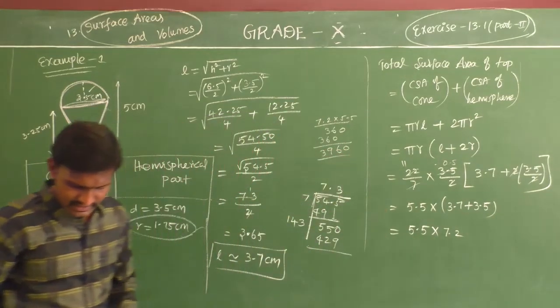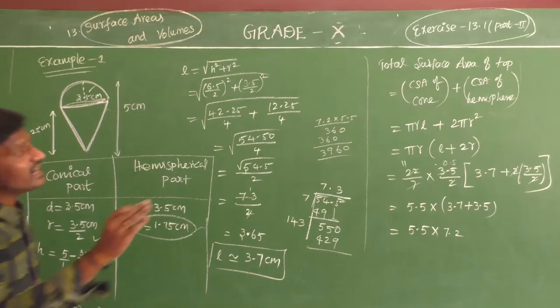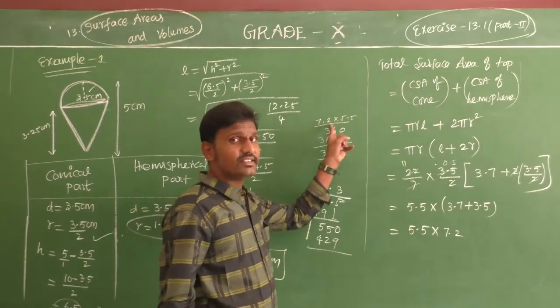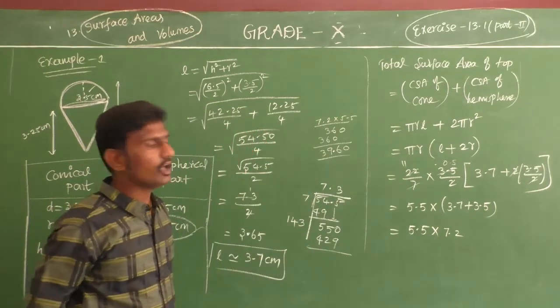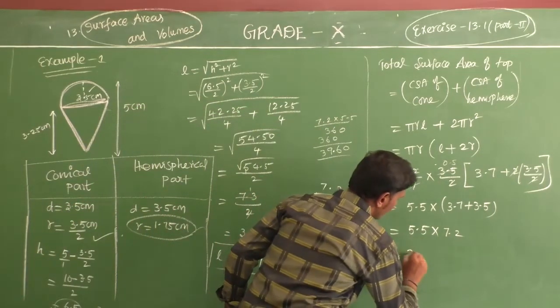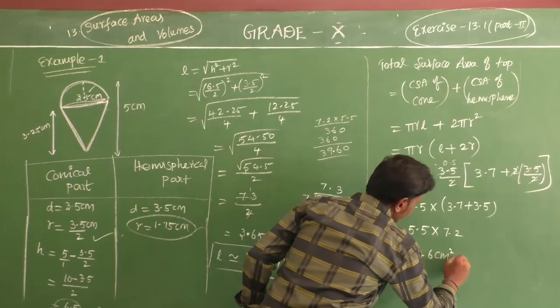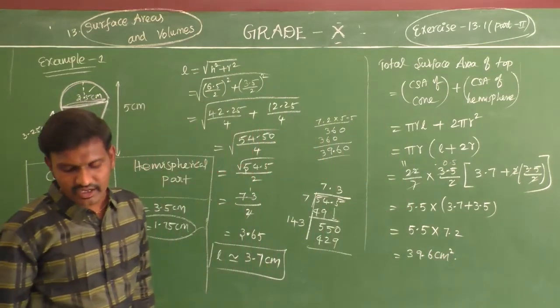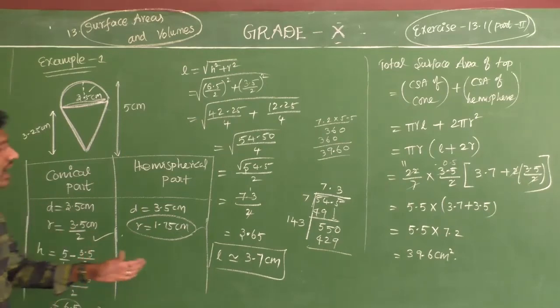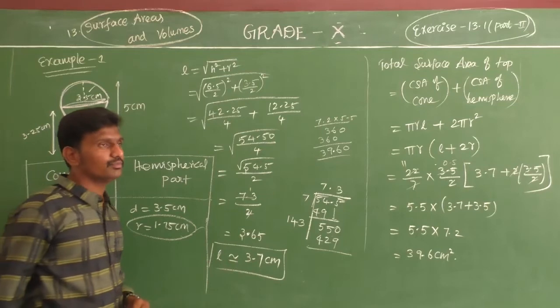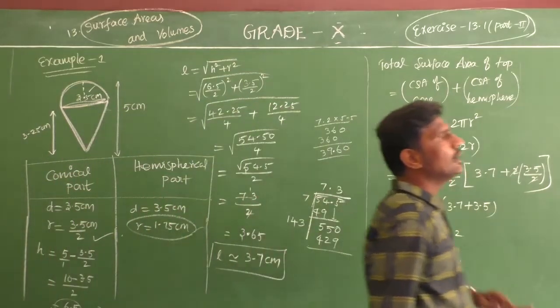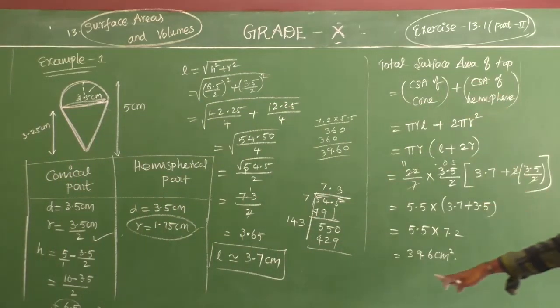So what is your final answer? 396. But you have the 2 decimal places, no? So I am going to take the 2 decimal places in that. Okay, so the final answer is 13.96 centimeters square. So that is also approximate. Why? Because already in slant height also you are taking 3.7 as an approximate value only, no? So that's why. So what is that? Total surface area of the toy? 39.6 centimeters square. Have you got it, children?